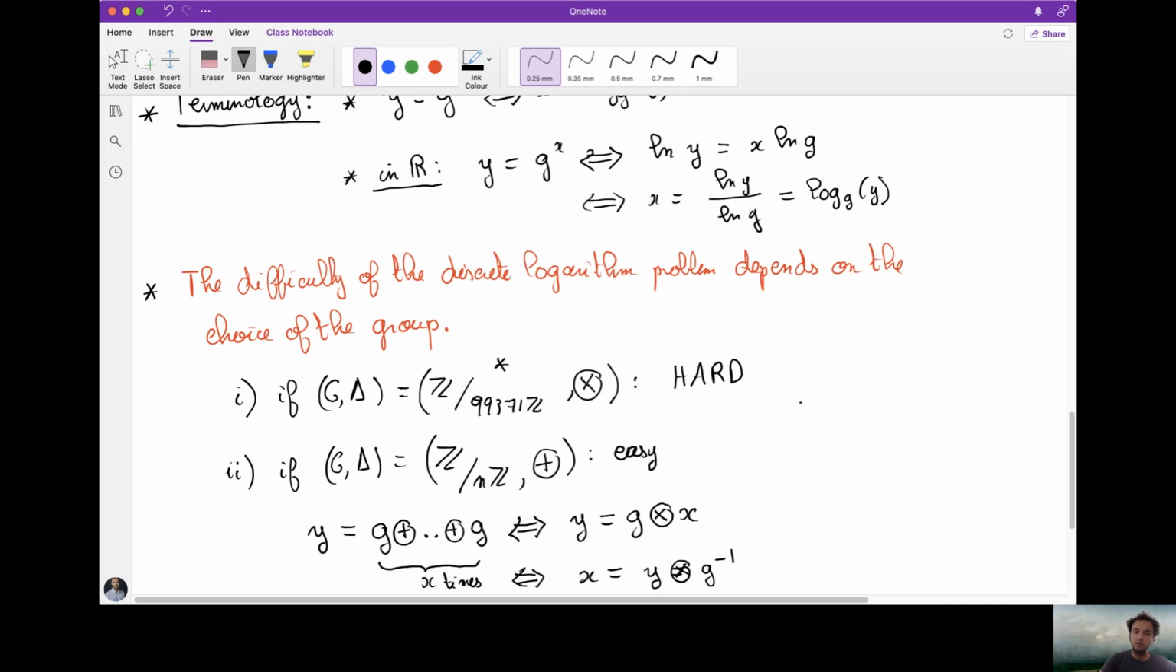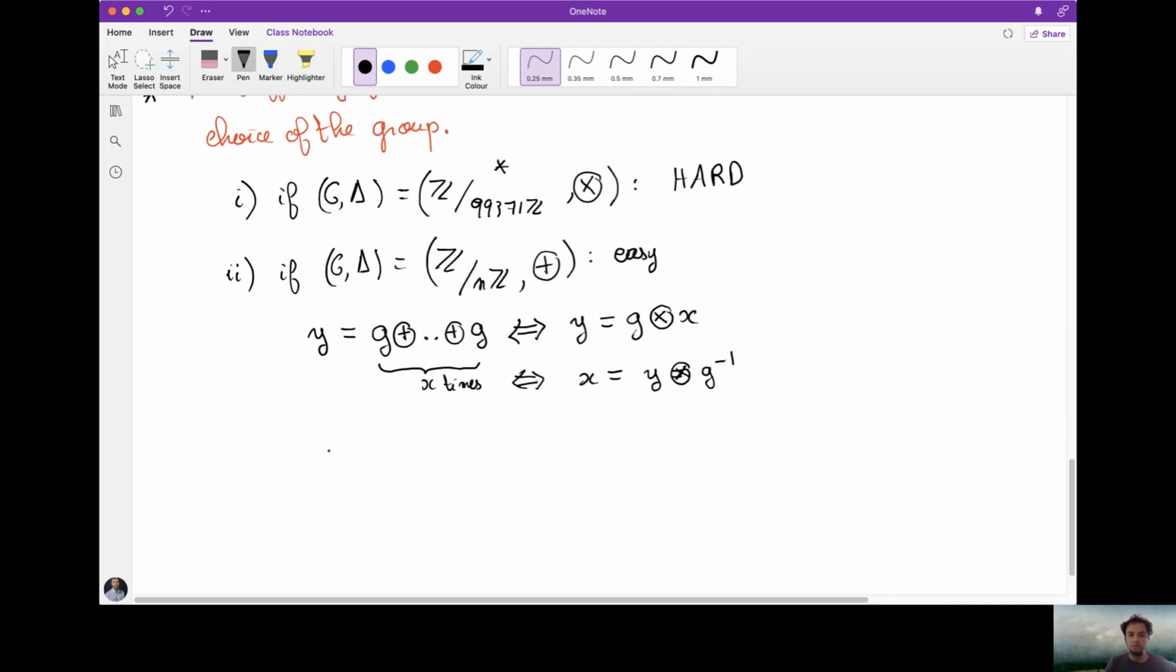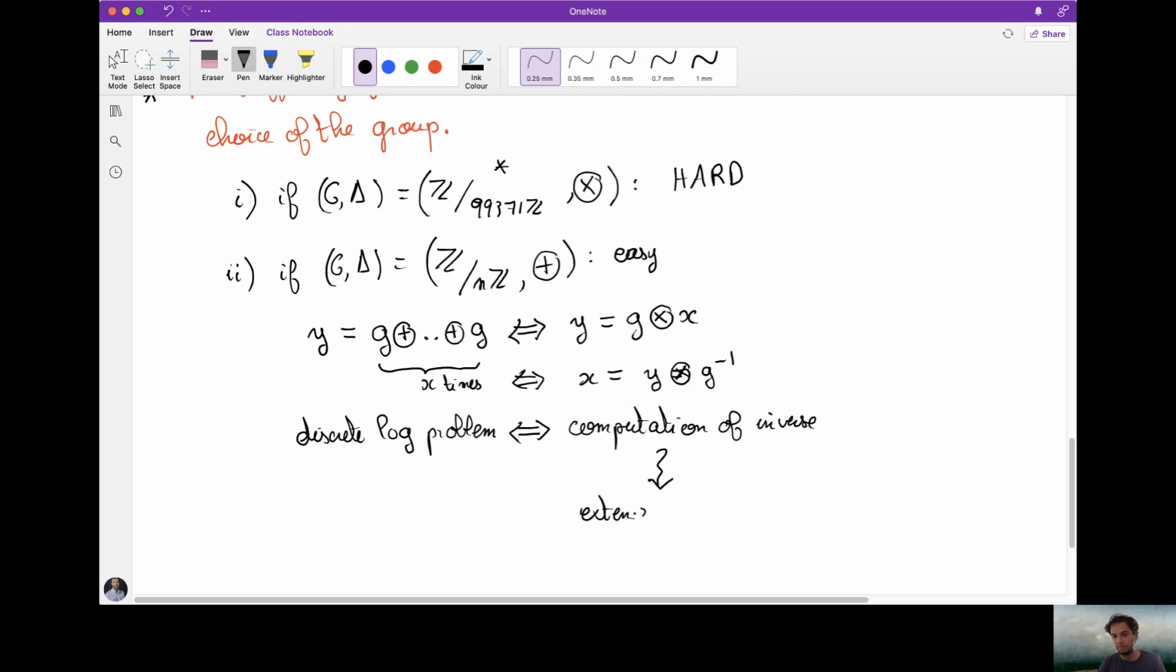So you see that when the group is addition, the discrete logarithm problem is equivalent as a problem to the computation of the inverse. And you know that that's very easy to do. This is very easy because this problem can be solved using, for example, the extended Euclidean algorithm. Any computer can do this.